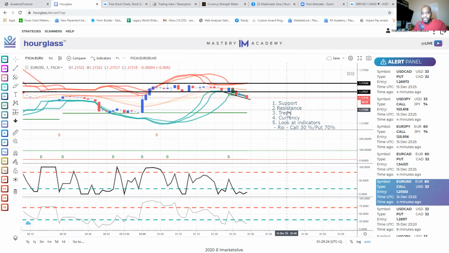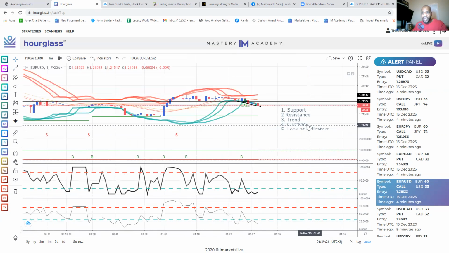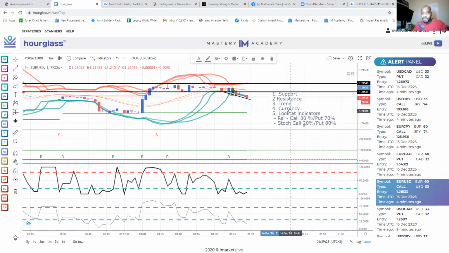So I want you to take a mental note. Here's our checklist: support, resistance, trend, currency. Look at the indicators, RSI and stochastic. And then that will be your checklist to go into an effective trade. Make sure you're looking at currency strengths over here.